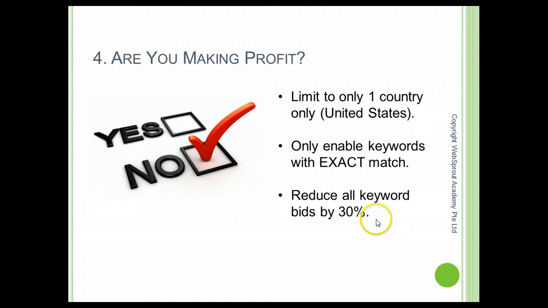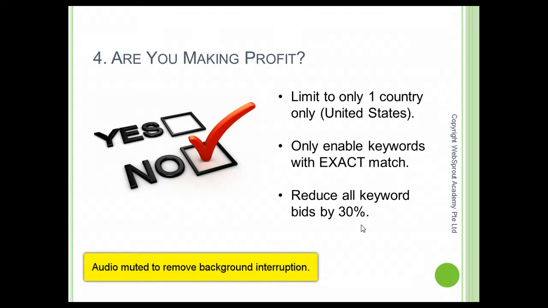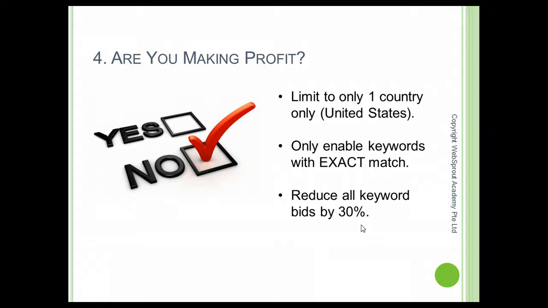Okay, number 3, reduce all keyword bids by 30%. Why you need to do so is because in this direct linking strategy, what I need you to do is to achieve clicks at a very low rate. The lower the rate you can get the clicks, the higher the probability you can get a good profit out of it. So reduce your keyword bids by 30% and see if you are still getting clicks. If you are still getting clicks, reduce some more. If you are not getting clicks, then increase a little bit. Okay, so this is what you should do if you are not making profit.